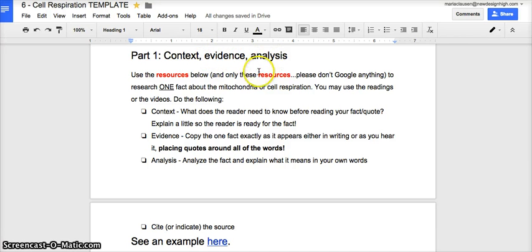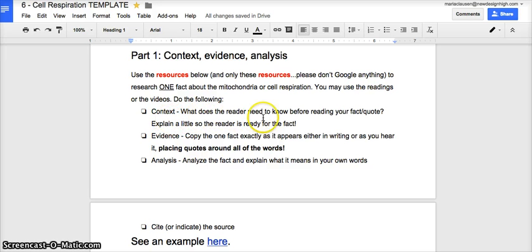This should sound similar because you should have done this in English class. You're going to use the resources below. They are in red, resources below, and only these resources, please do not Google anything, to research one fact about the mitochondria or cell respiration. You may use the readings or the videos. You're going to do the following.